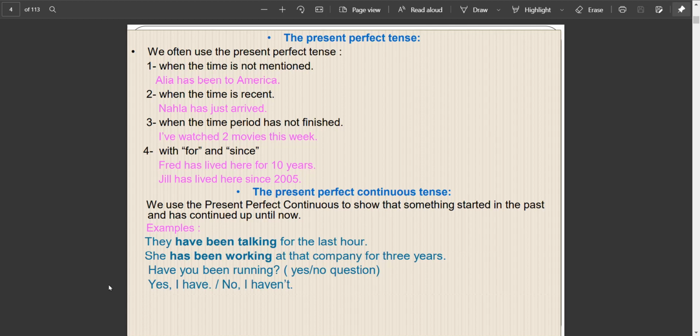Let's take a look at these examples. They have been talking for the last hour. They have been talking. أولا عندنا والمضارع مستمر ing have been هاي تتعلق في الزمن التام. Alright? She has been working at the company for 3 years. Have you been running? Yes, I have. No, I haven't. Right?